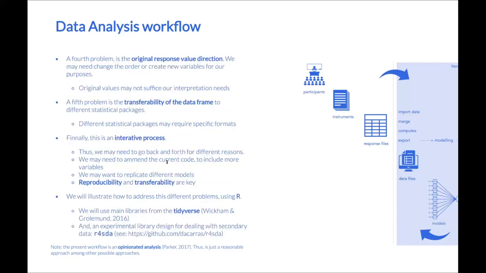Then the fourth problem in this framework is to consider the response interpretation. Most of the time, when you have paper-based studies, the data entry values over the responses of the students are assigned from left to right. So not always does a higher value mean a higher frequency, a higher endorsement, or a higher agreement. We may need to change those values into values that are interpretable for our purposes.